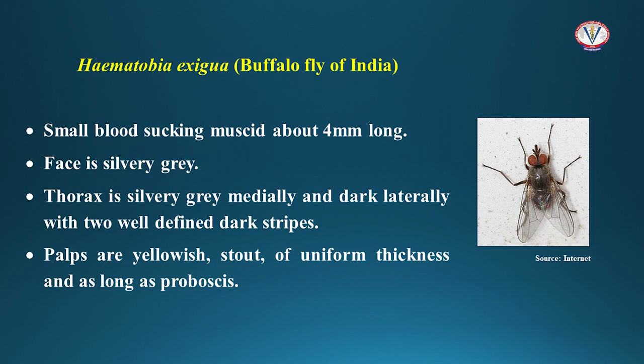Haematobia exigua, or the buffalo fly. Small blood-sucking muscids around 4 mm long. Face is silvery gray. Thorax is silvery gray medially and dark laterally with two well-defined dark stripes. Palps are yellowish, stout, of uniform thickness, and as long as the proboscis.